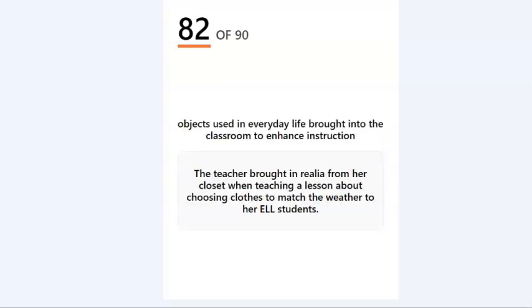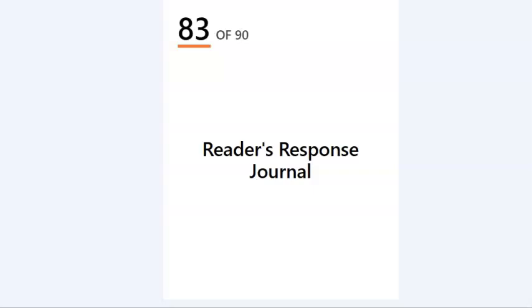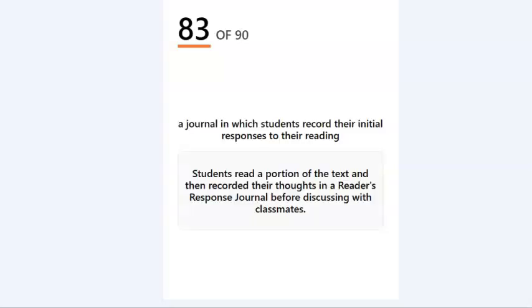Realia. Objects used in everyday life brought into the classroom to enhance instruction. The teacher brought in realia from her closet when teaching a lesson about choosing clothes to match the weather to her ELL students. Reader's response journal: a journal in which students record their initial response to their reading. Students read a portion of the text and then record their thoughts in a reader's response journal before discussing with classmates.